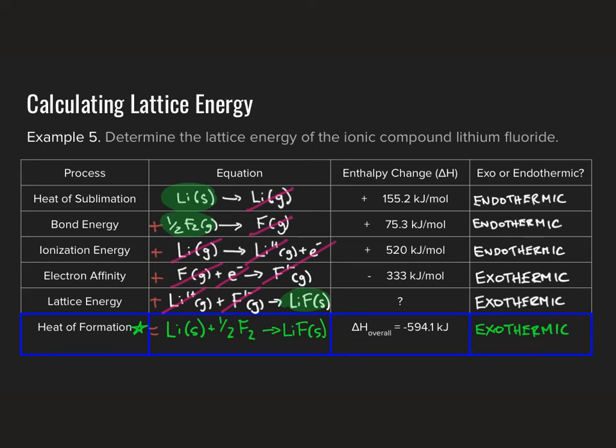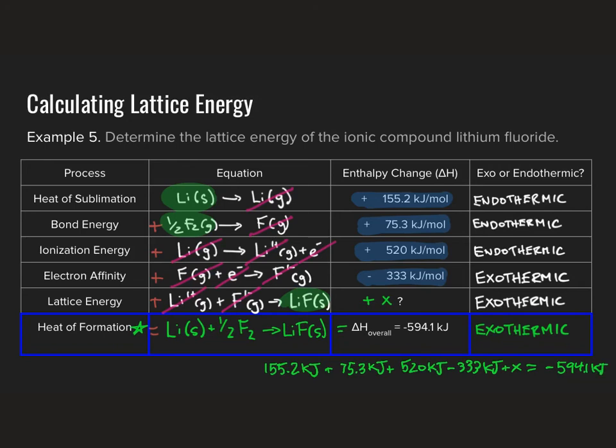So I can now state that the energy change of 155.2 kilojoules per mole from my heat of sublimation, plus 75.3 kilojoules per mole from the bond energy step, plus 520 kilojoules per mole from the ionization energy step, minus the 333 kilojoules per mole from my electron affinity, plus whatever unknown value the lattice energy change is for that process, the sum of each of those values must equal negative 594.1 kilojoules per mole of lithium fluoride formed from my heat of formation step.